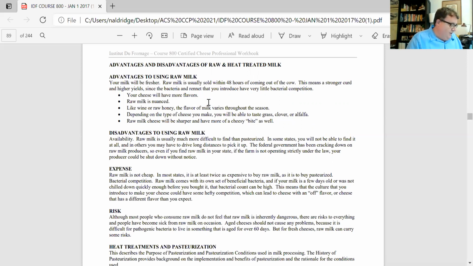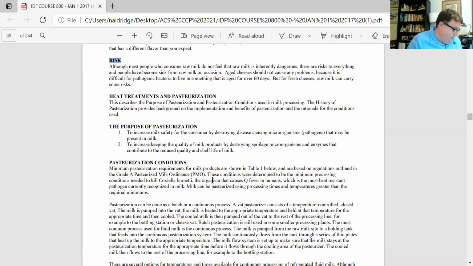All righty, but note the disadvantages of using raw milk, expense, of course. The most important part about using raw milk on page 89 is the risk. The risk is going to be the most important aspect here. Now we're going back and talking about heat treatments and pasteurization, which there's going to be a graph coming up, but I would highlight the purpose of pasteurization. I would know about that because that is a fact: to increase milk safety for the consumer by destroying disease-causing microorganisms that may be present in milk. So that's a fact. You could definitely get asked something about that, but pasteurization is big to us.